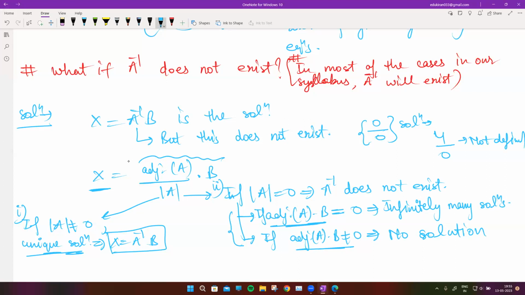Actually, we want to find out X. There should be some X which exists. So the goal is to find X. This is not the goal. This is actually deviating from the goal. So that is why they have fewer cases.